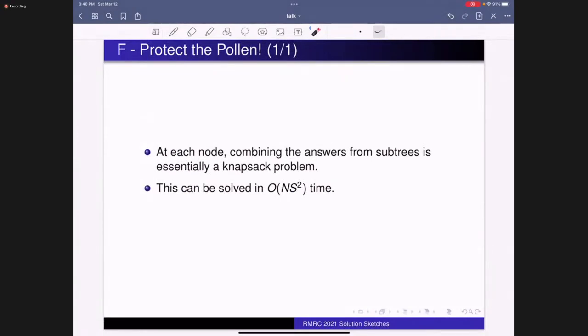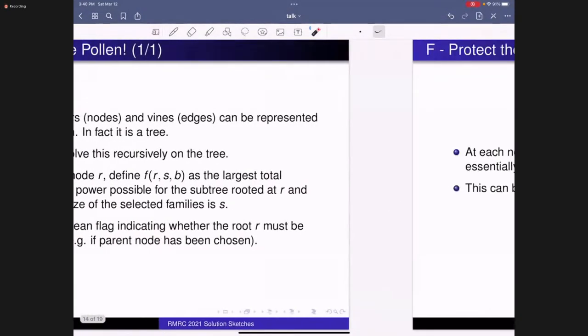So at each node, if you combine the answers from subtrees, it's a knapsack problem that runs in this time. The details of that recurrence are left out, but just think of how to split it between the two different children.